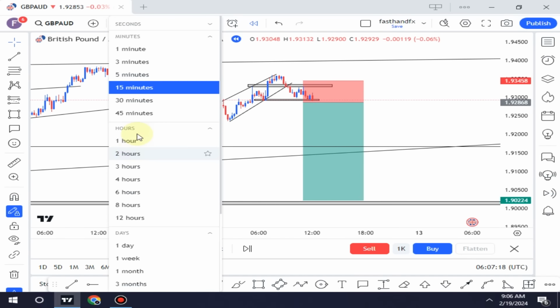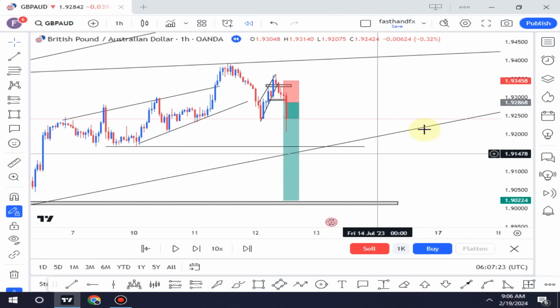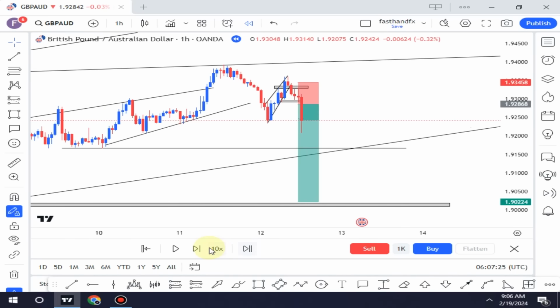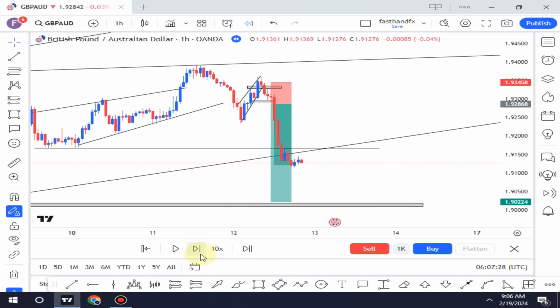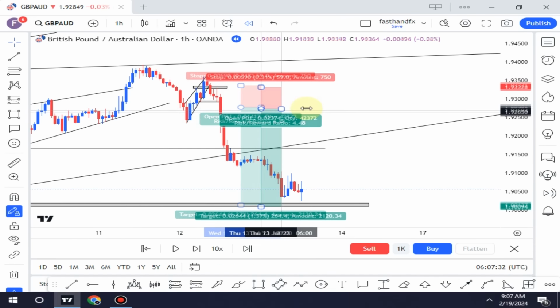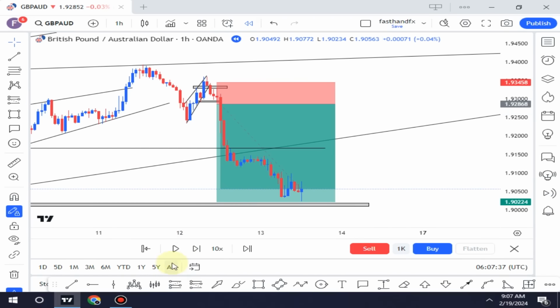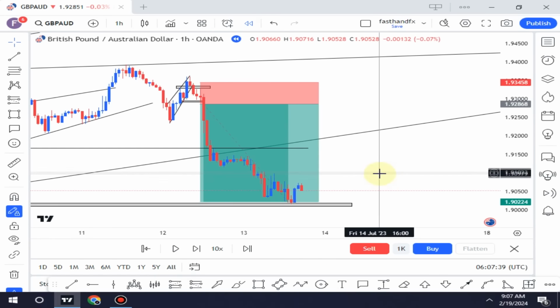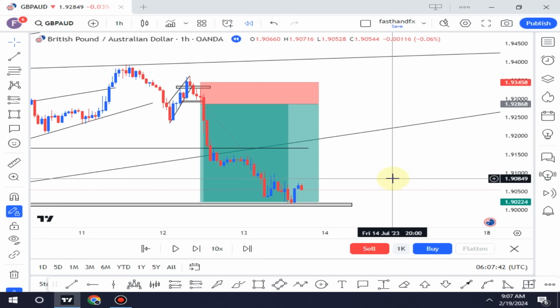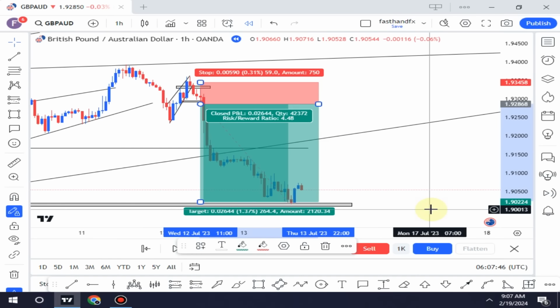Okay, let's see. H1, where are you? Oh yeah, it took that level. Yeah, let's see. Oh, that's amazing. It's crazy. Oh, sorry. Okay, yeah, we hit it. How much? 264 pips. Being patient.